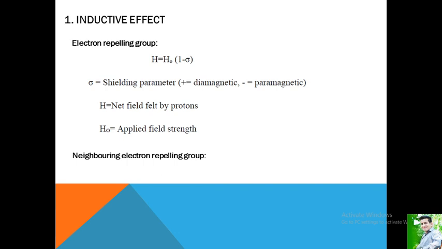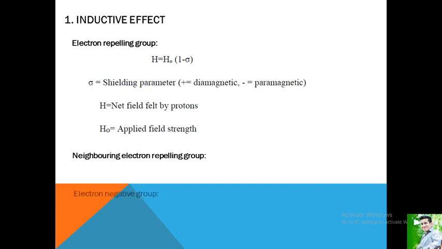The next point is the neighboring electron repelling group. It is based on the inductive effect. As the neighboring electron repelling group increases the electron density around the proton, it increases the shielding, that is the diamagnetic shielding. The best example is TMS, tetramethylsilane. The silicon is the electron repelling group and it pushes the electrons into the methyl group. Because of the powerful shielding effect, it produces resonance at high field.